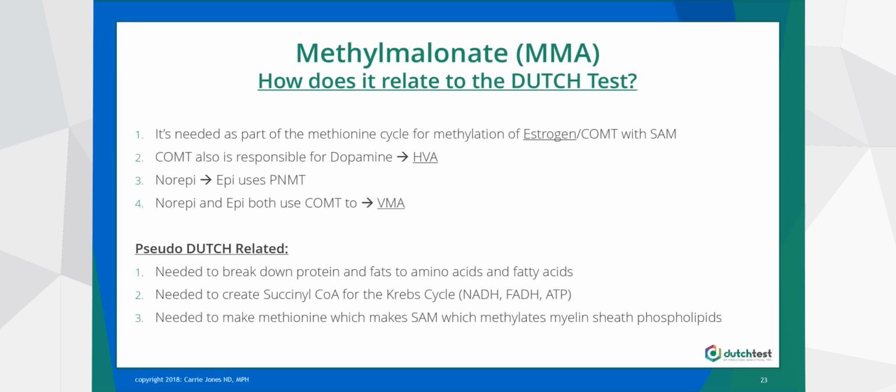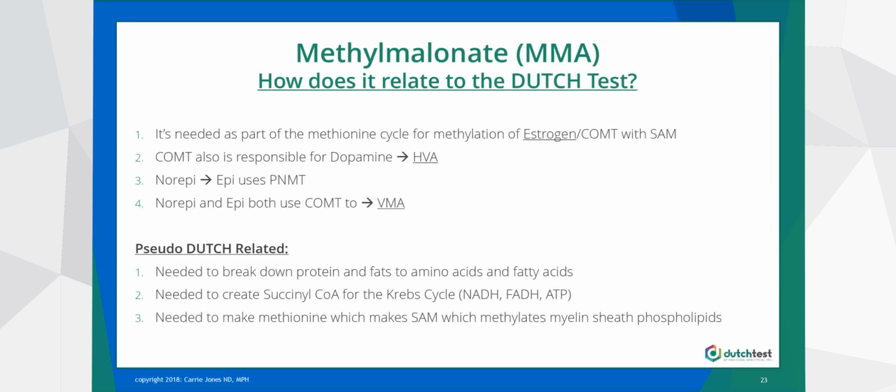Norepinephrine into epinephrine uses the enzyme PNMT. That is a methyltransferase that also requires the methionine cycle to work well. And then norepinephrine and epinephrine both use COMT to break down into VMA. So there's lots of correlation between your organic acid and your Dutch test. I also have an area called pseudo-Dutch related. Why are they pseudo? Well, obviously, because the whole body's connected. It's just one big system.